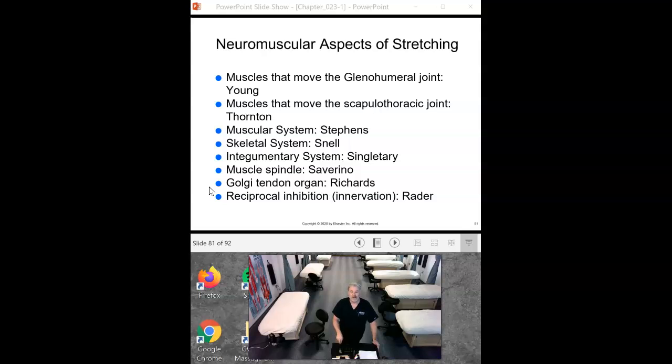So they're very important. And both, we're going to tie in muscle spindles and Golgi tendon organs and this next thing that Ms. Rader is about to tell us about into PNF stretching. So Ms. Rader, can you tell us about reciprocal inhibition?